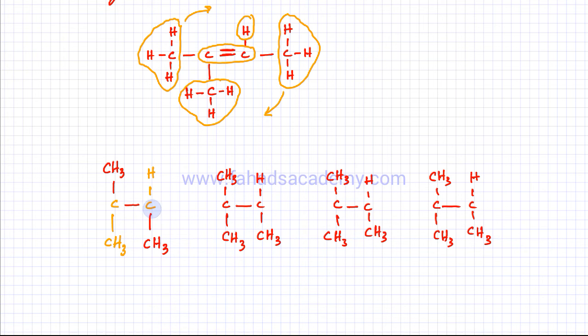is now making just 3 bonds, and this one is also making 3 bonds. So they end up making a 4th bond with each other, and they link up. This carbon atom over here is making 3 bonds, and this carbon atom over here is also making 3 bonds. So they're going to bond together, link up, and make their 4th bond.